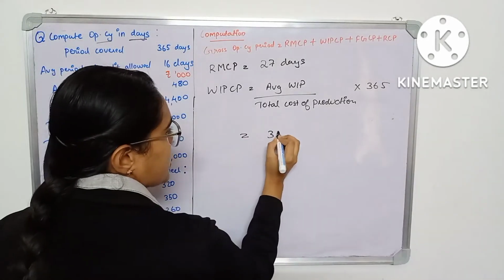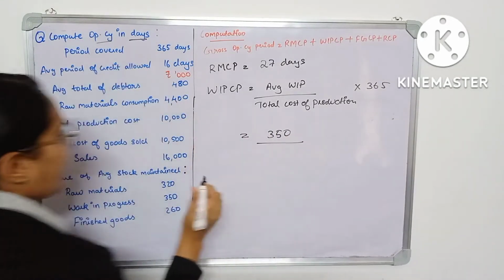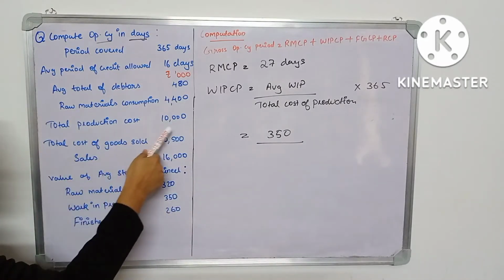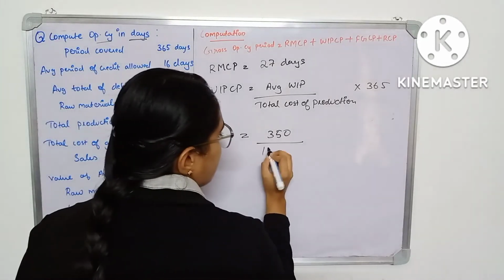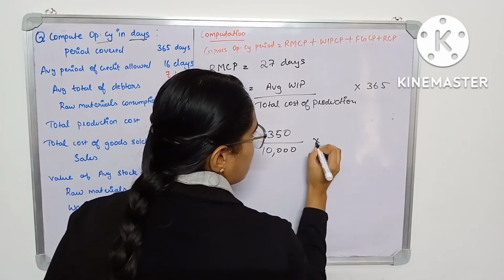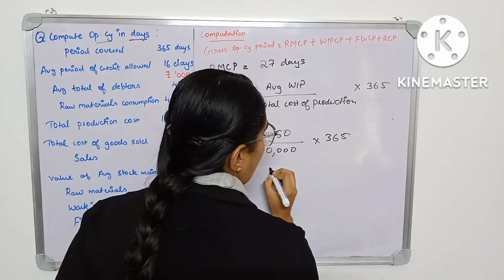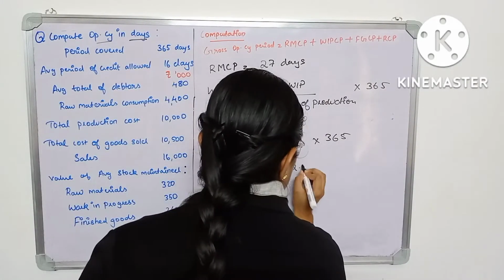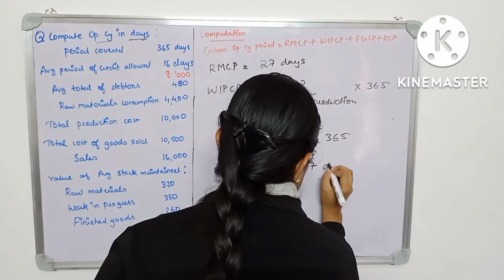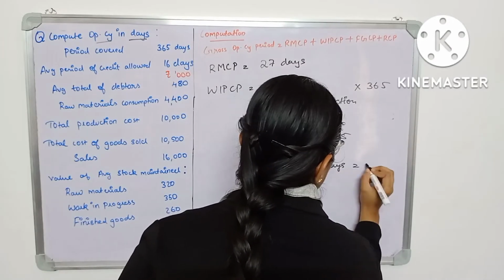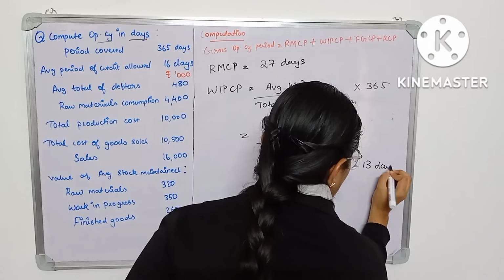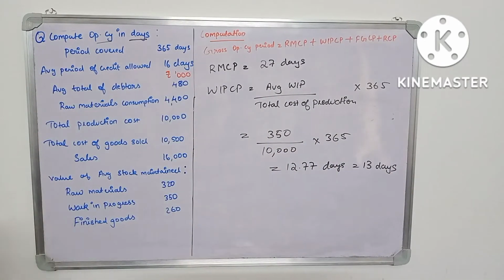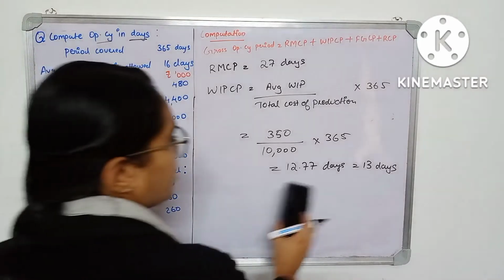The average work in progress value is 350, which is already given in the question, divided by total cost of production. Total cost of production is the same as production cost, which is 10,000. So you will get 350 divided by 10,000 into 365. How many days will you get? 12.77 days, which may be rounded to 13 days. So you got the value of the work in progress conversion period to be 13 days.